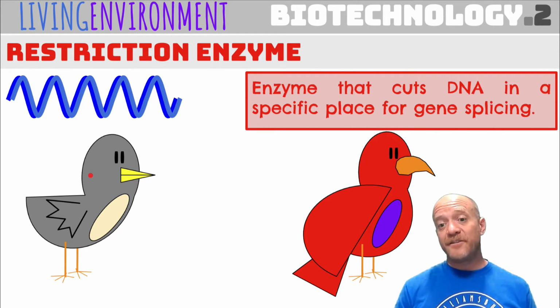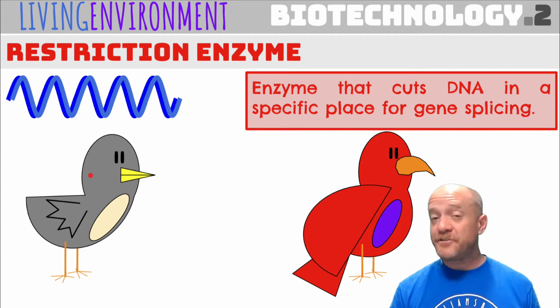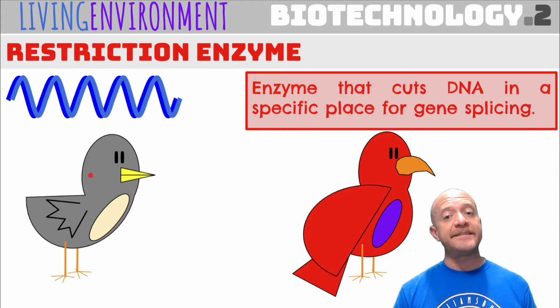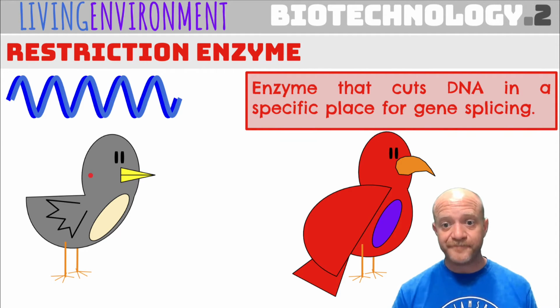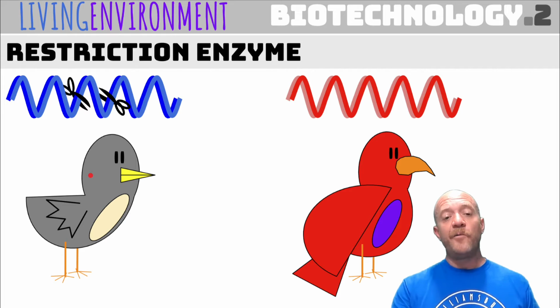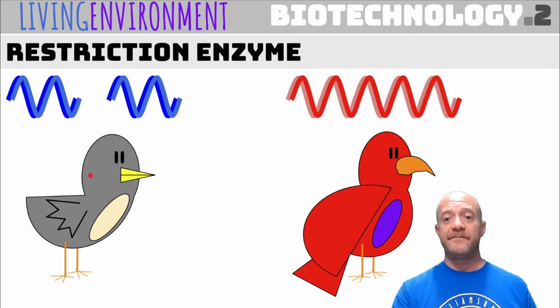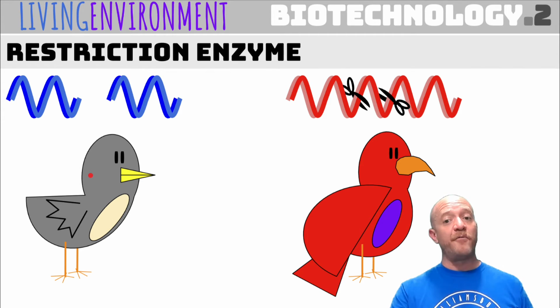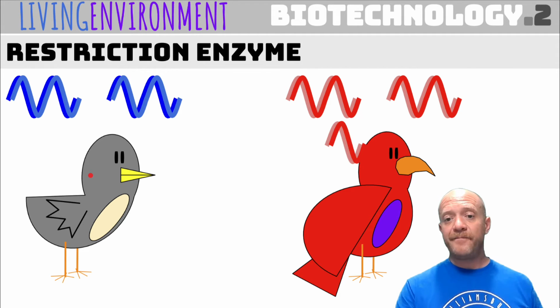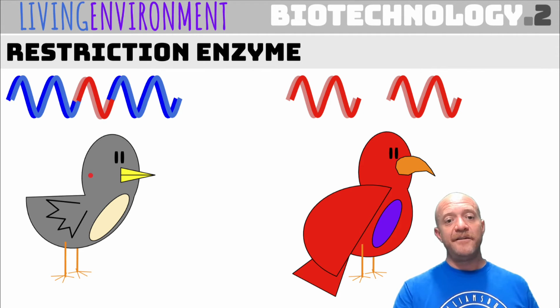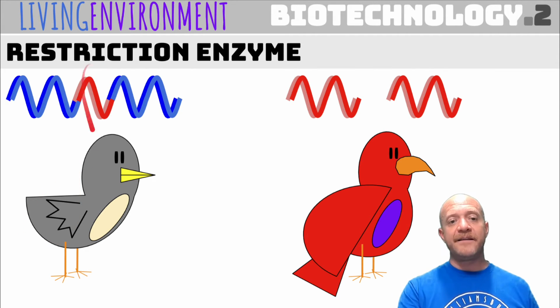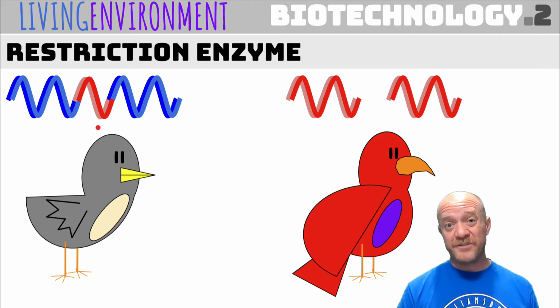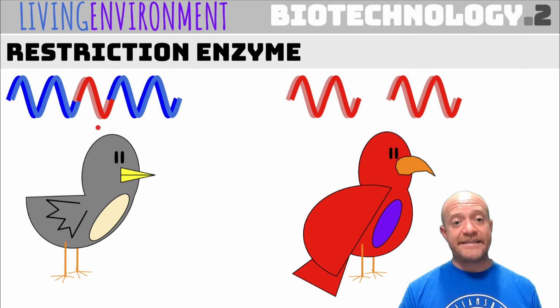And remember that enzymes are biological scissors and glue, and a restriction enzyme is an enzyme that cuts the DNA in a specific place for gene splicing. So in this example, we will cut out the gene for the gray feathers, and we will get rid of it. And then we will take the gene for the red feathers from the parrot and transfer it using chemicals. We will transfer it over into the pigeon. So now this pigeon has the DNA to code for making red feather proteins inserted into its DNA.